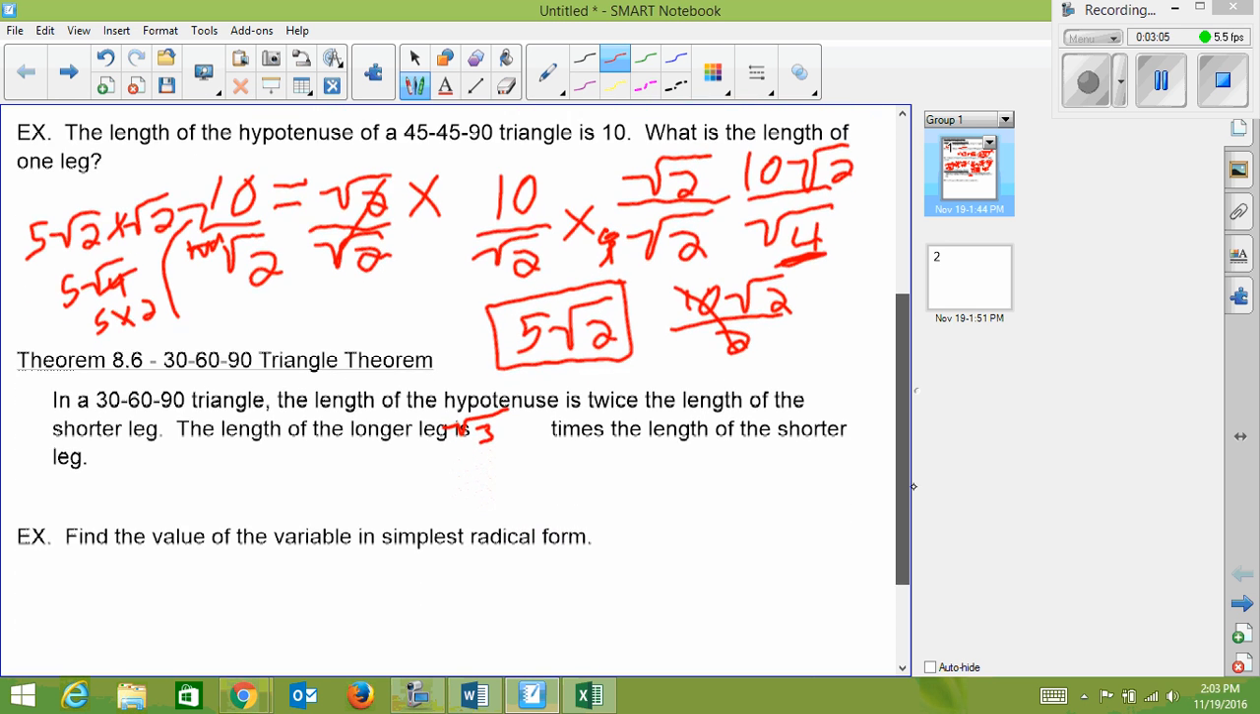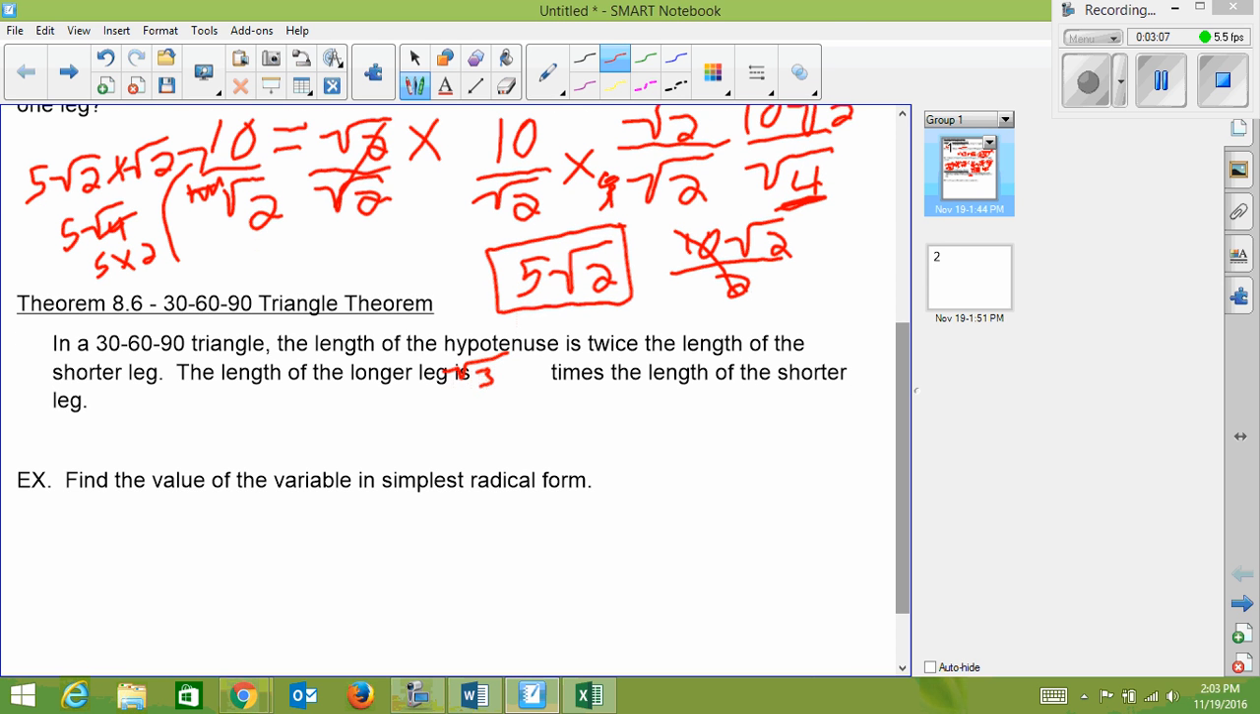The other type of special right triangle is the 30, 60, 90 triangle. So 30 degrees, 60 degrees, 90 degrees. In that type of triangle, the length of the hypotenuse is twice the length of the shorter leg. The length of the longer leg is square root 3 times the length of the shorter leg.